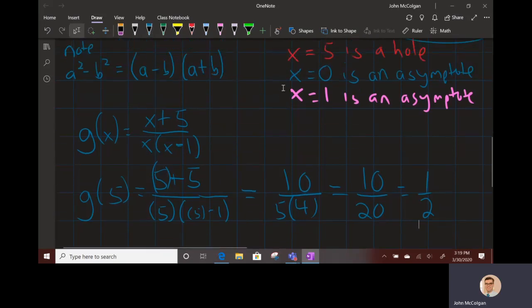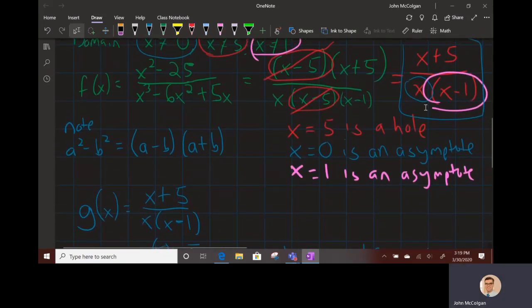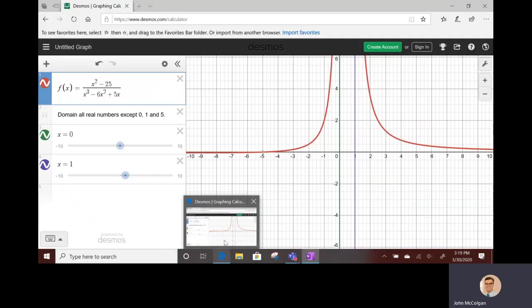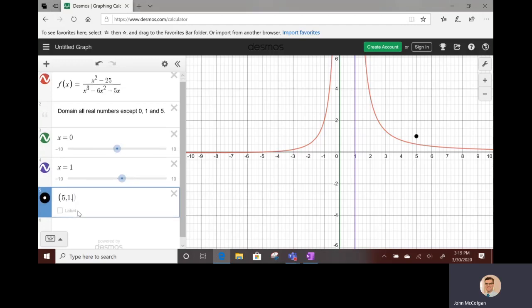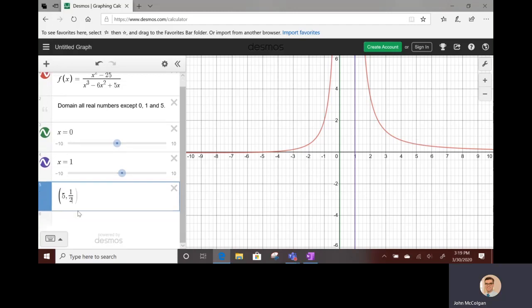Like, if we were to fill in that dot, it would be 1/2. We can't because it's not part of the domain, but, you know, if we could, that's what we would do. So now that we know that, what we can do here is we can just let everybody know that there's a hole when they're graphing it. We can plot that point, 5, 1/2.